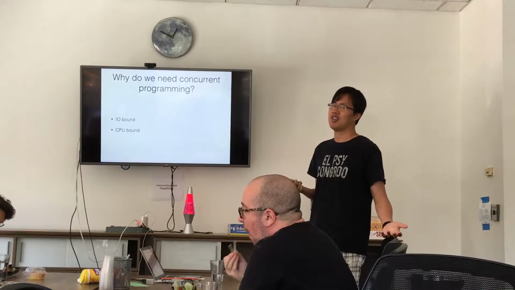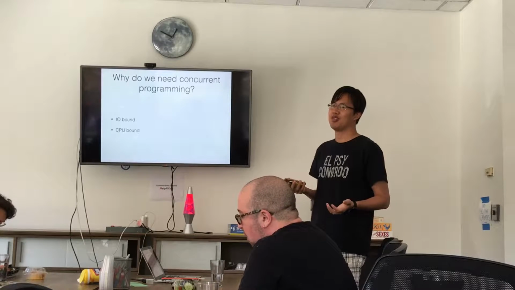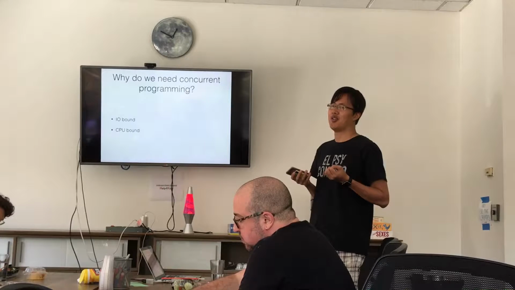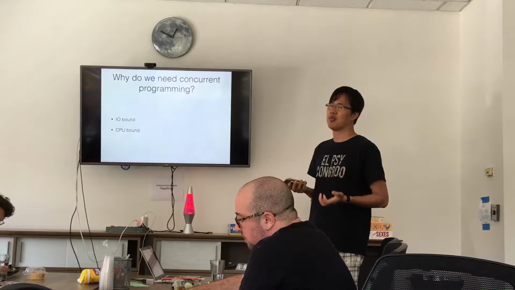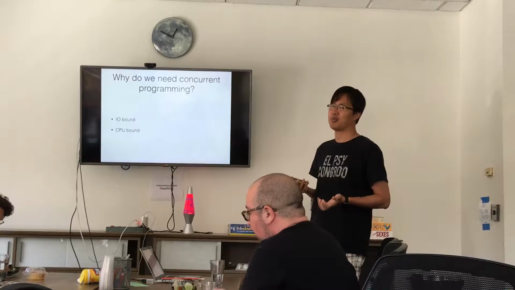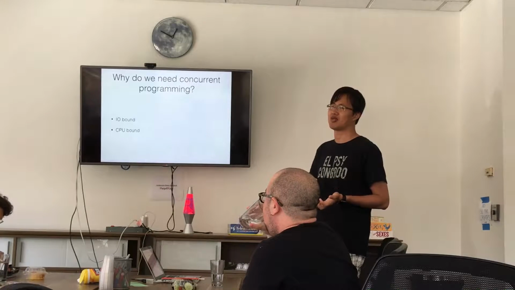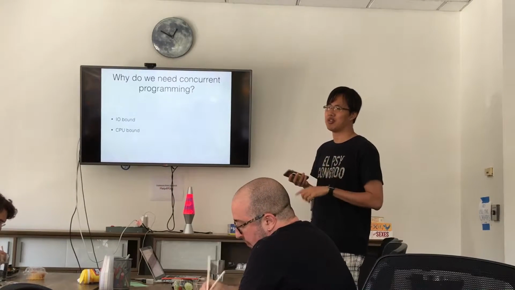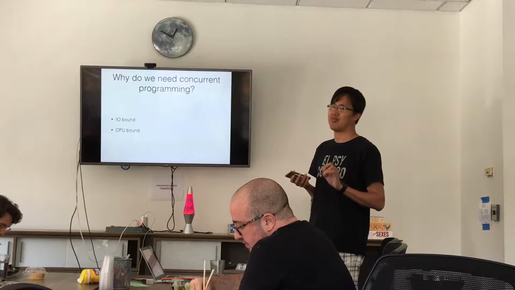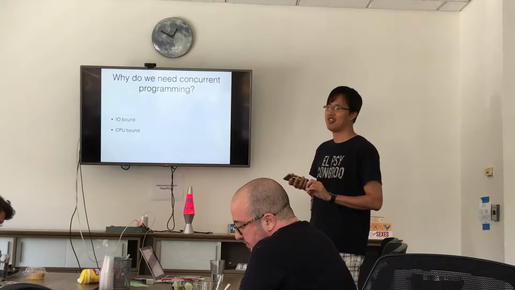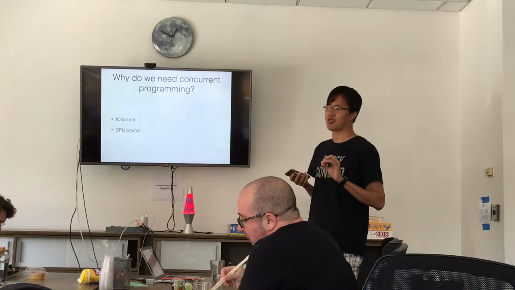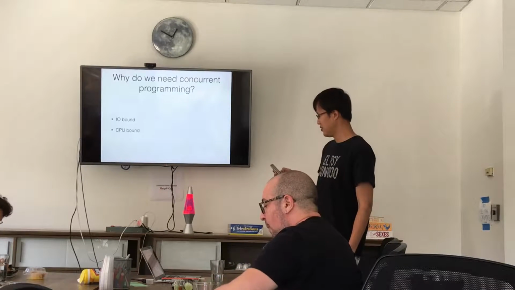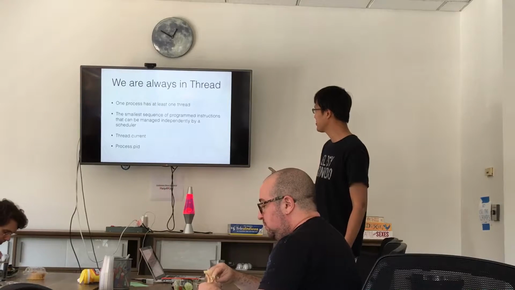Another reason is CPU bound work. Right now everybody knows the CPU has multiple cores. So one way to use the full power of the CPU is to separate your tasks into small concurrent jobs. You can run them on different CPUs, so you can allocate the maximum amount of CPU power by running things concurrently. So those are the two main reasons.